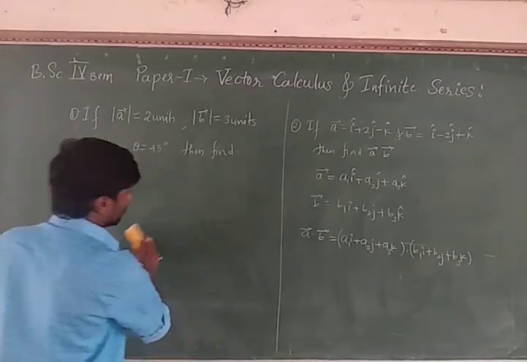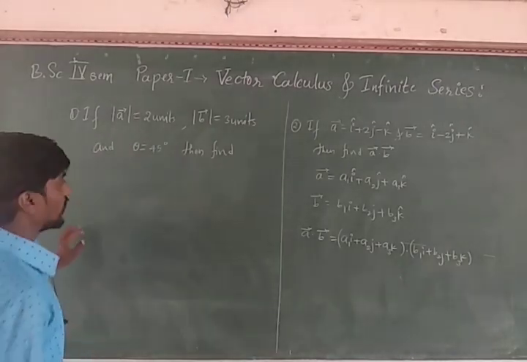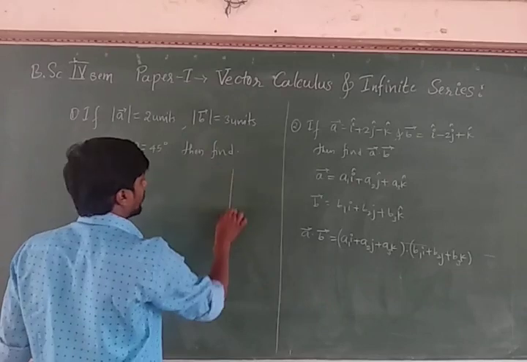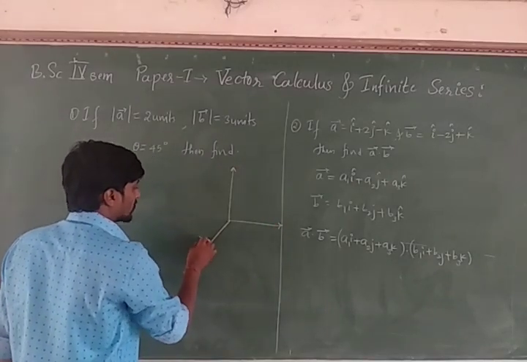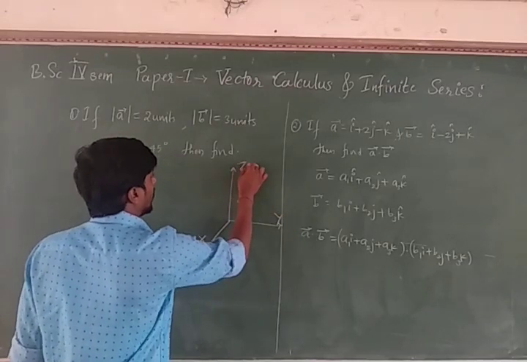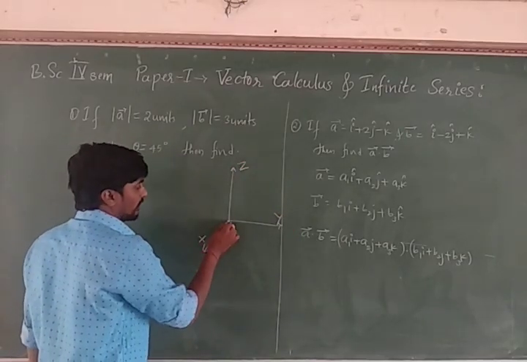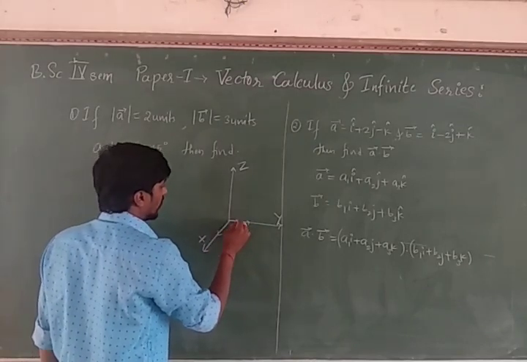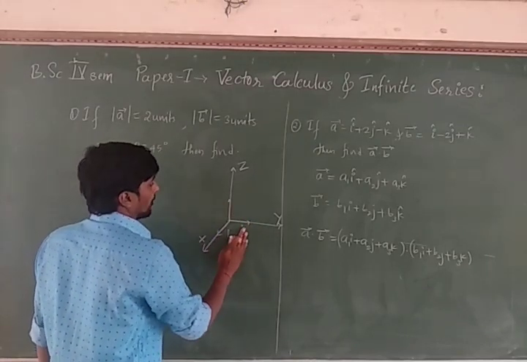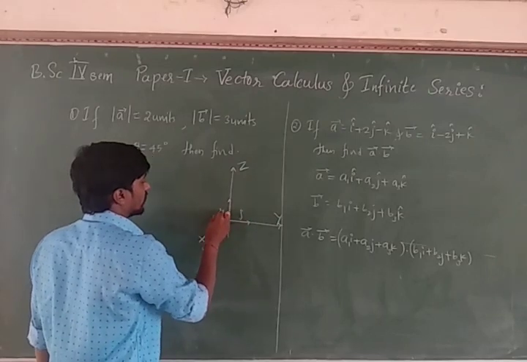let's understand something here. Look, we have our coordinate axes. You know this concept, but I will explain it. X, Y, Z. The unit vector along the x axis is i, the unit vector along the y axis is j, and the unit vector along the z axis is k.